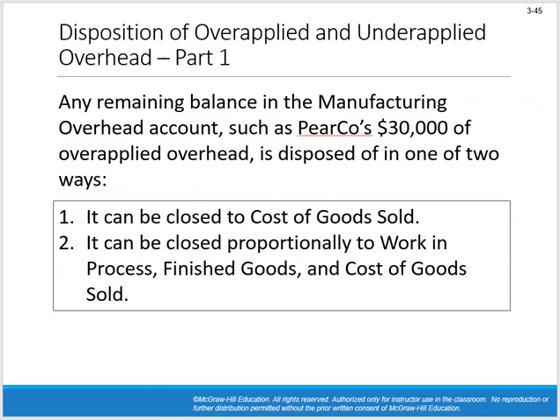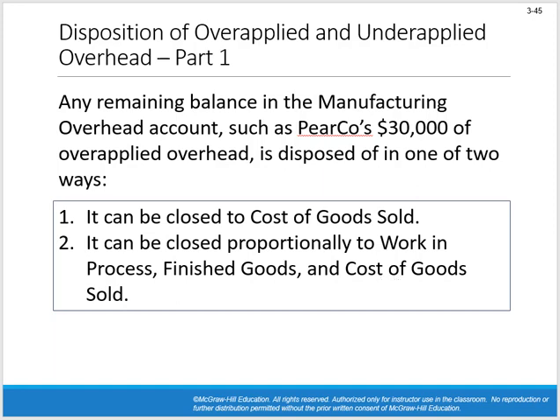So next we're going to take a look at the disposition of over-applied and under-applied overhead. And all that means is, what are we going to do with the leftover MO? So any remaining balance in MO, such as Paraco's $30,000 of over-applied overhead, is disposed of in one of two ways. The first way is going to be easier and faster, so we just close it out into COGS. And then the second way, a little more complicated, but often provides a little bit better accuracy, it can be closed proportionally to WIP, finished goods, and COGS.